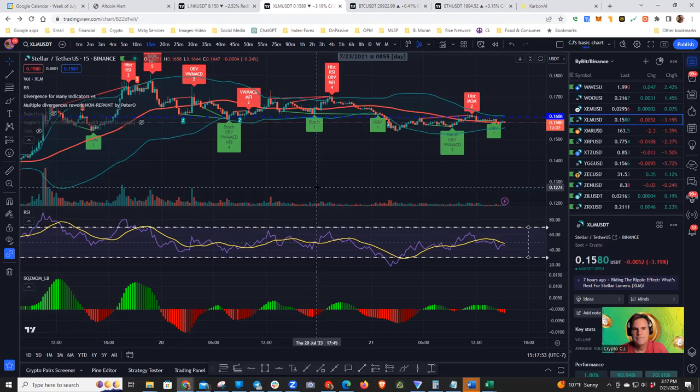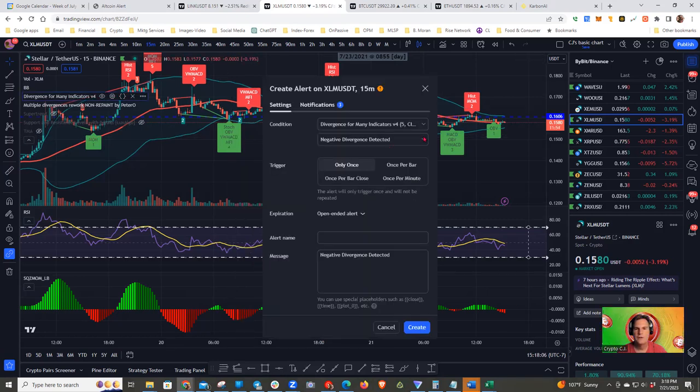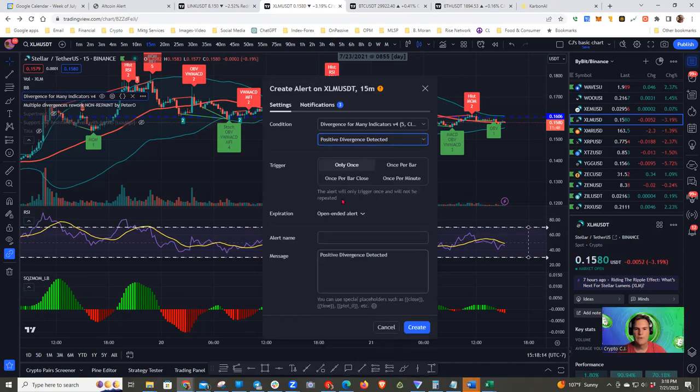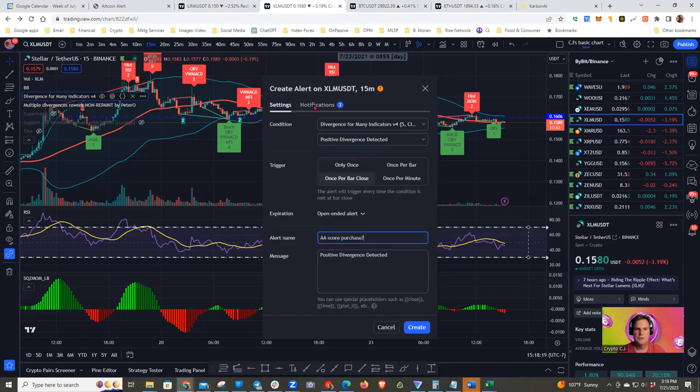And, you know, that's what I like to do, so I can trade both directions. Trading spot, you're just going to be looking for bullish divergence. And alerts are really easy on this indicator. Right click, add an alert. If you're trading both directions, you'll have to do one for both negative and for positive. If you're on spot, you'll select this positive, click once per bar close, and a score purchase.